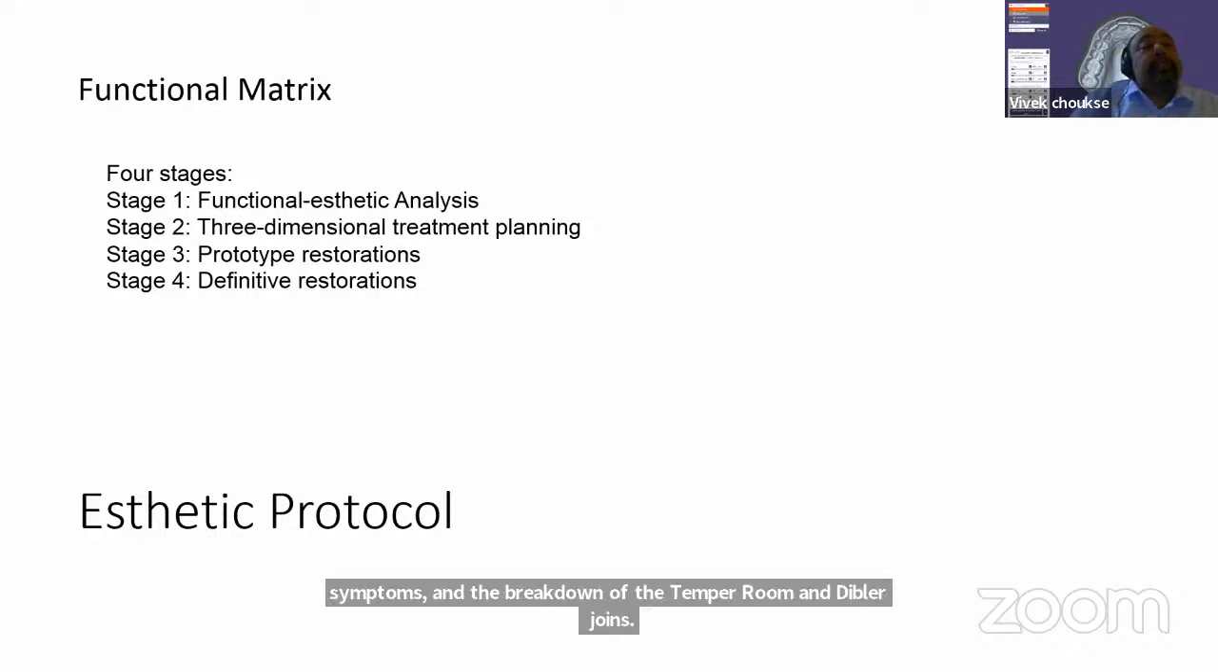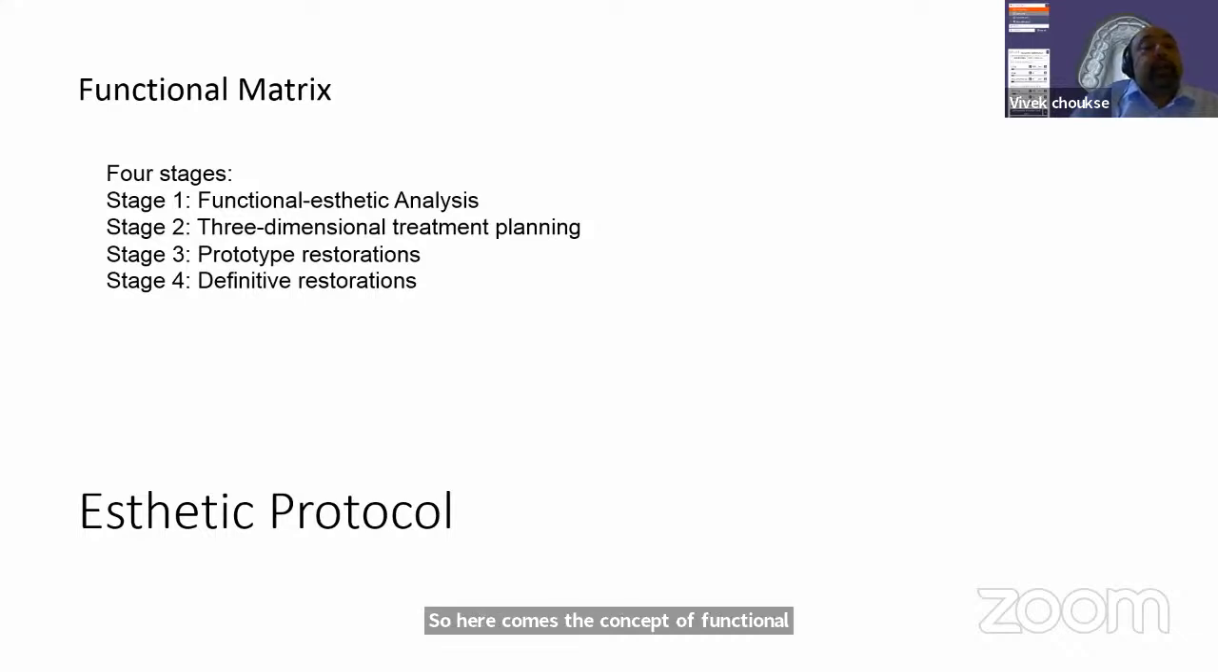So here comes the concept of the functional matrix. In any aesthetic protocol, to be sure that our final outcome is successful, we should stick to these 4 stages of the functional matrix, which will ensure the whole aesthetic protocol. Stage 1 comprises functional aesthetic analysis. The second stage comprises three-dimensional treatment planning. The third stage comprises prototype restoration, and the fourth stage comprises definitive restoration.